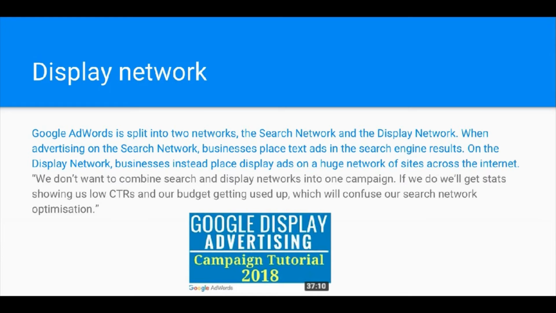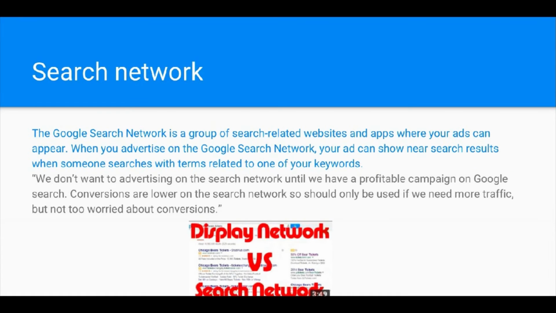The typical strategy is we don't want to combine search and display networks into one campaign. If we do, we'll get stats showing us low CTRs and our budget getting used up, which will confuse our search network optimization. The video title is Google Display Advertising Campaign Tutorial 2018.